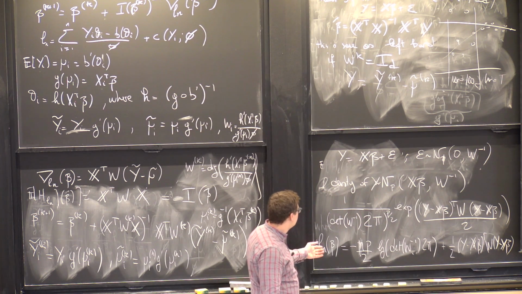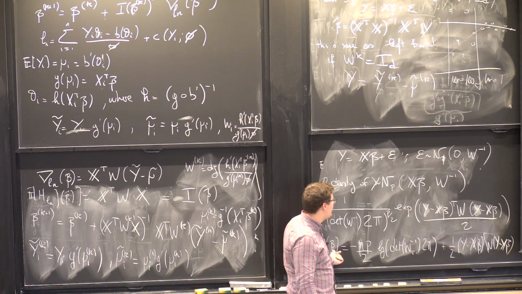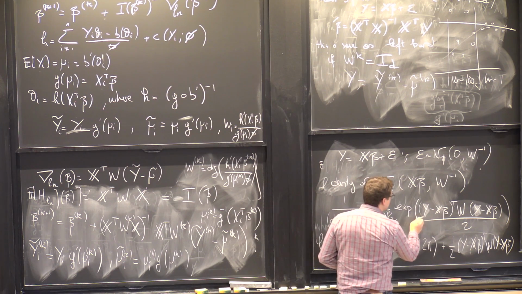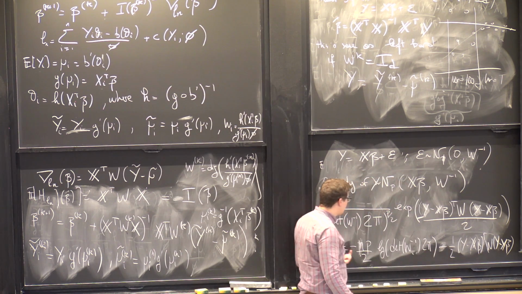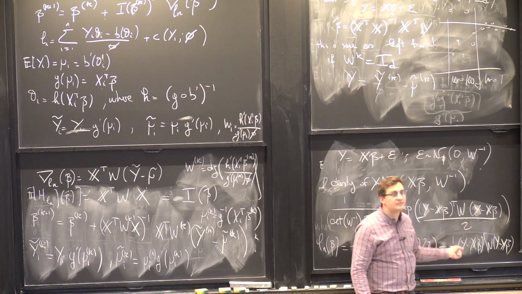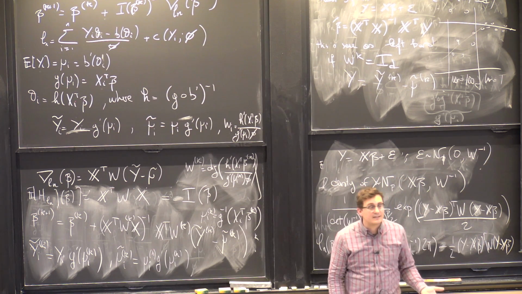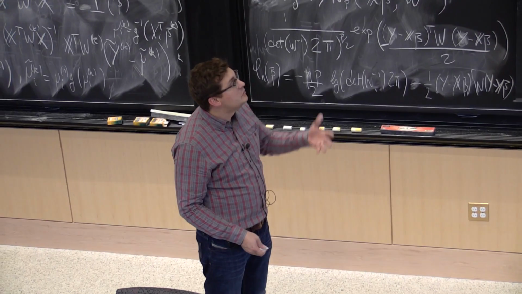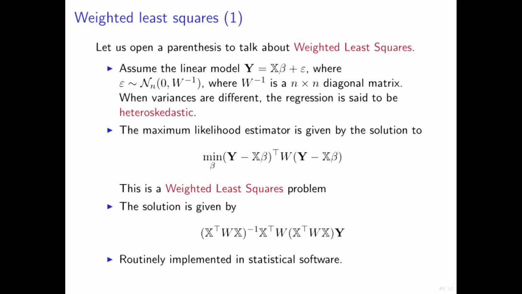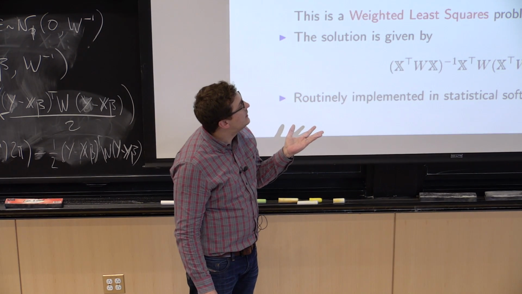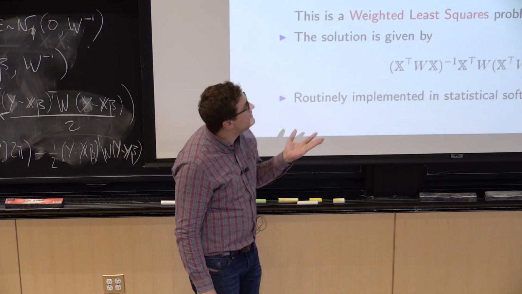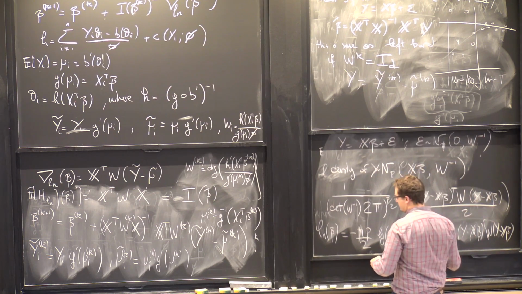So if I want to take the maximum of this guy, sorry, there's a minus here. So if I want to take the maximum of this guy, I'm going to have to take the minimum of this thing. And the minimum of this thing, if you take the derivatives, you get to see. So that's what we have, right? We need to compute the minimum of y minus x beta transpose W y minus x beta. And the solution that you get, you can actually check this for yourself. The way you can see this is by doing the following.